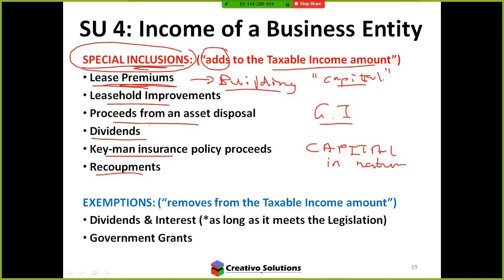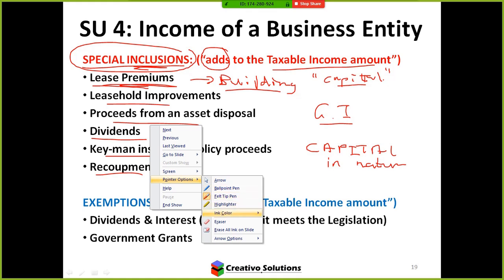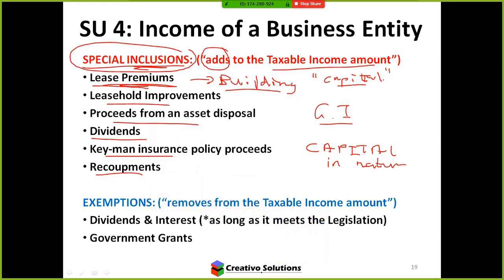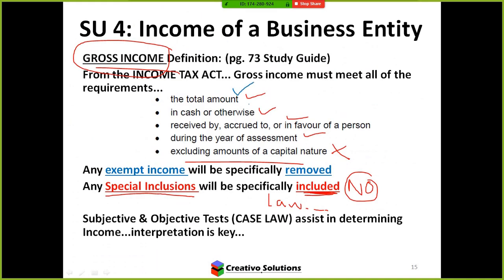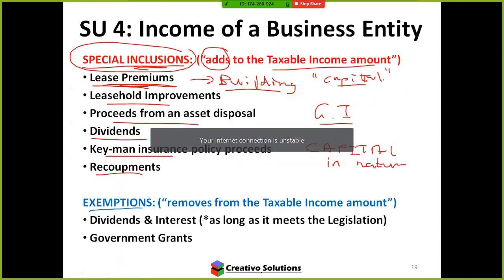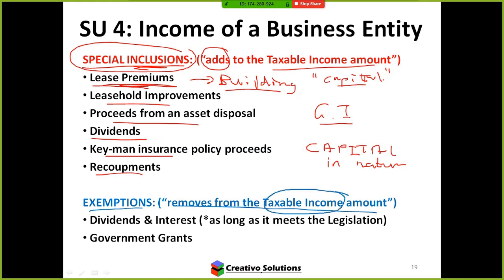And then you've got the other option where you have something that is included. So exemptions. Exemptions meet the definition of gross income. It meets that, it meets that, it meets that, it meets that, it meets that, but it is removed from the taxable income. Taxable income, the thing right at the bottom, not the thing at the top. Remember the templates.